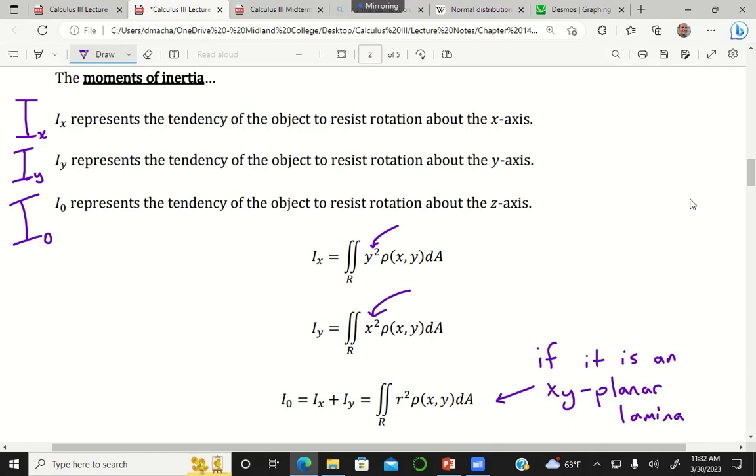Also notice the difference. This is resisting rotation around the x-axis, and so we use y because y is the distance from the x-axis in the plane. And for this one, if you want the tendency to resist rotating about the y-axis, we use the x value because the x-coordinate is the distance away from the y-axis in the plane. And of course we're squaring it, so there's no negatives.